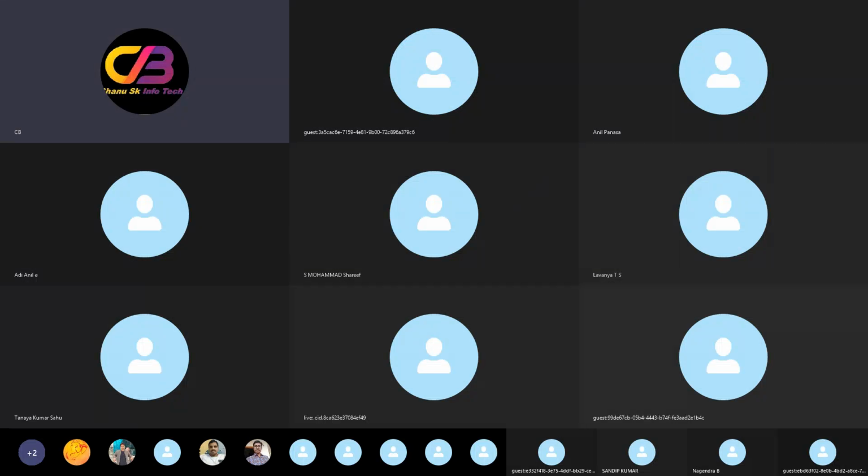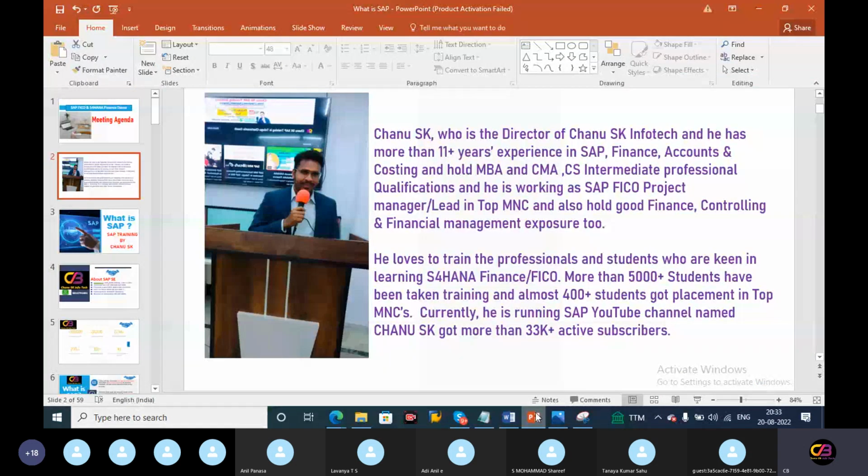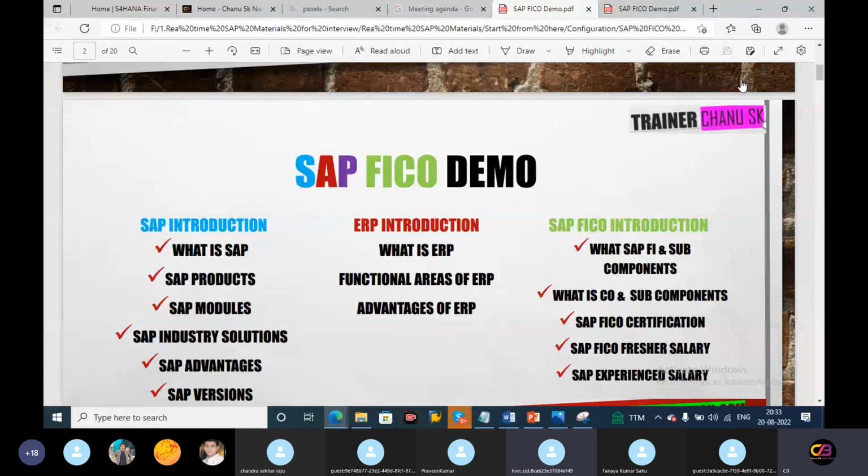Okay, I'm sharing my screen. Can anyone please confirm whether you can access my screen or not? Yes, we can see it. Yes, we can clearly see it.